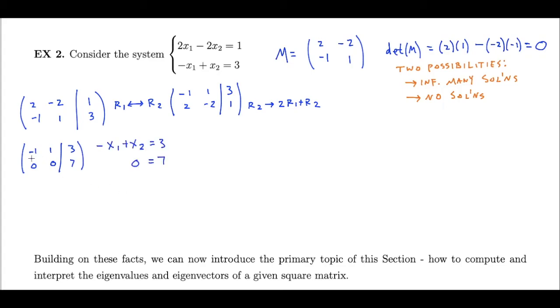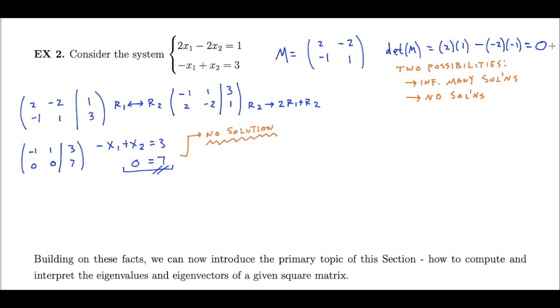And from the first row, I see that negative x1 plus 1 times x2 should equal 3. It's pretty uninteresting. But in the second row, I'm told that 0x1 plus 0x2, that is 0, needs to equal 7. This is, of course, a contradiction. When this happens to me, the first thing I do is double check all my calculations to make sure I haven't made a mistake somewhere. I think I've done everything correctly, and so this contradiction actually indicates that the original system has no solutions.